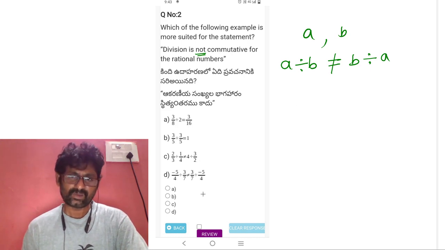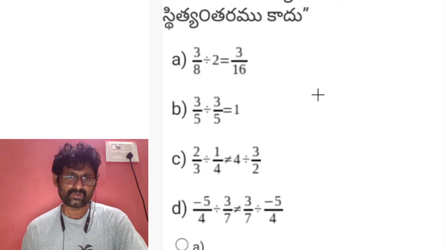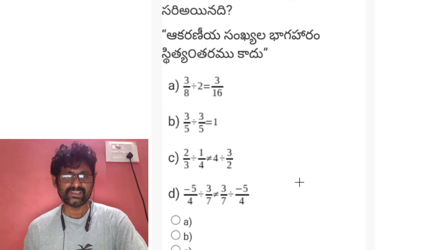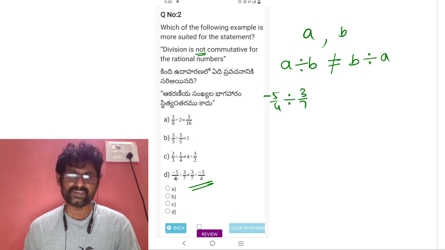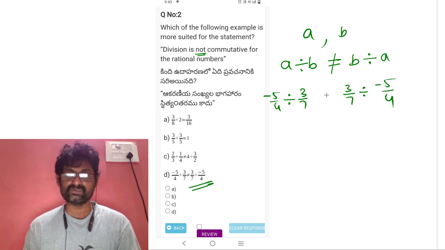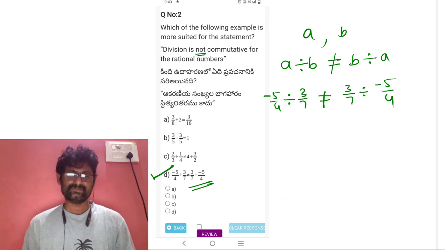Let us see in the options which is the suitable example for this. We have option A, option B, option C, option D. In option D, we have negative 5 by 4 divided by 3 by 7 on the left side, and 3 by 7 divided by negative 5 by 4 on the right side. These two are not equal. So option D is correct.